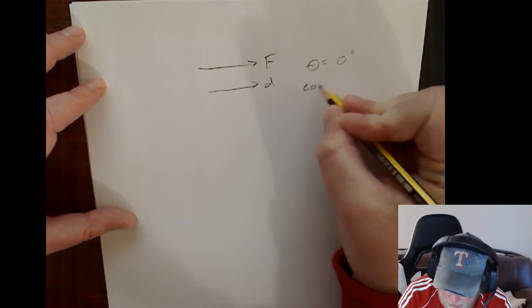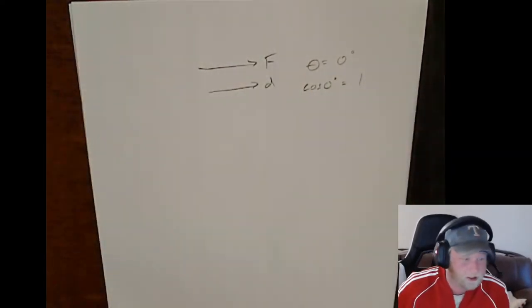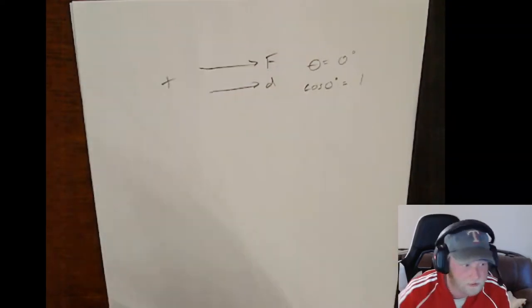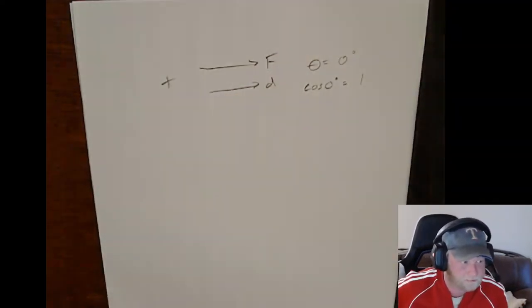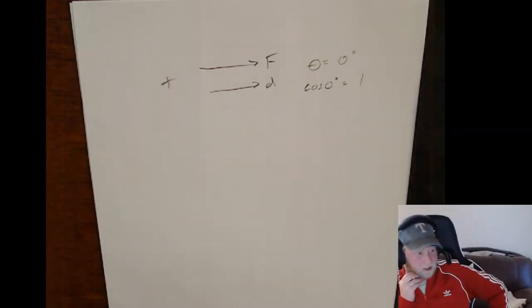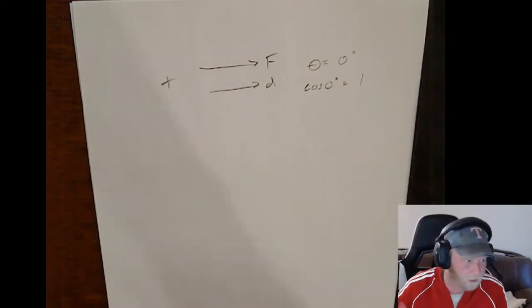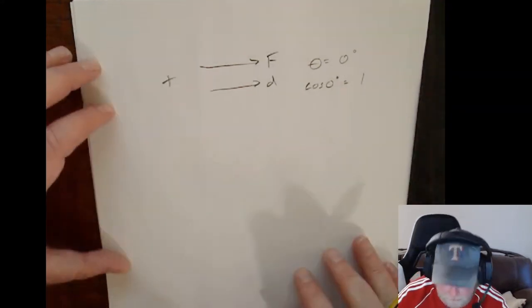And so if you look at the cosine of 0 degrees, well, the cosine of 0 is 1. So in this case, you've got positive work being done on the object. And so the fact that we're talking about work being positive or negative means that work, by definition, is a vector quantity since both force and displacement are vector quantities.